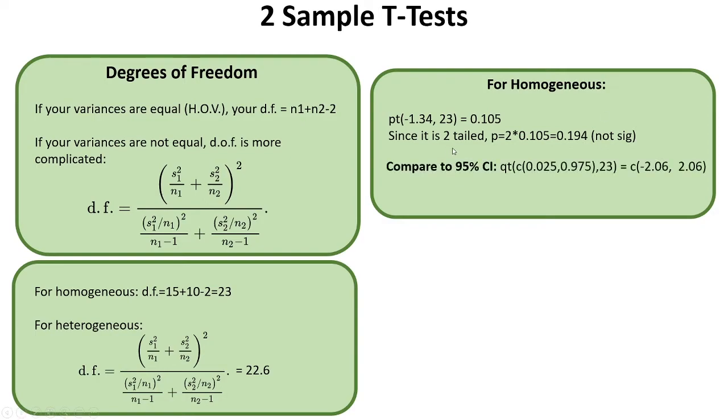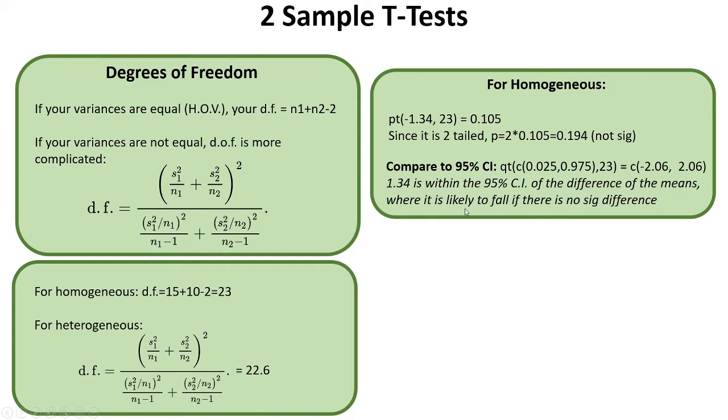So if we compare that to how we calculate a 95% confidence interval, right? If we were calculating a 95% confidence interval here, we would start out with our qt function with a degrees of freedom of 23, right? And this would give us a 95% confidence interval in t-scores from negative 2.06 to 2.06, right? And we can clearly see that our t-score of 1.34 is well within the 95% confidence interval, which would also indicate that there's no significant difference between the two populations.